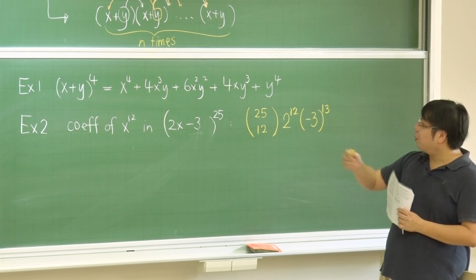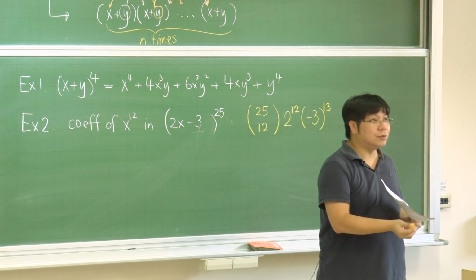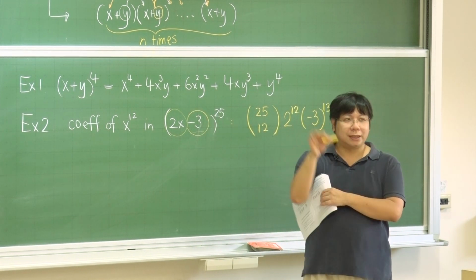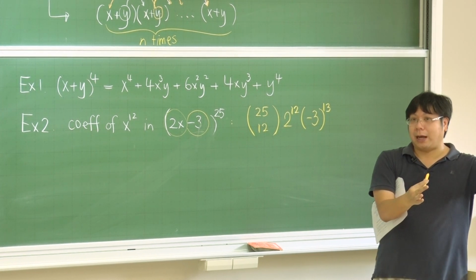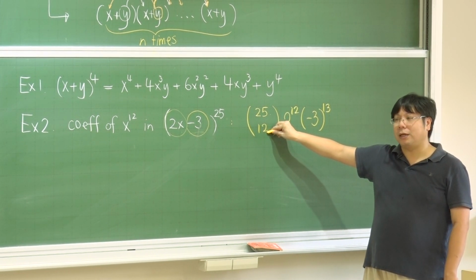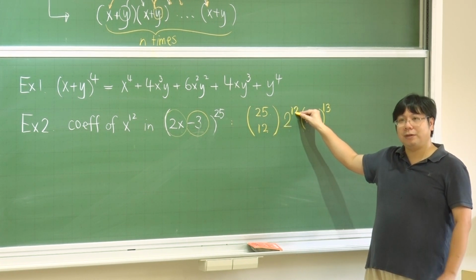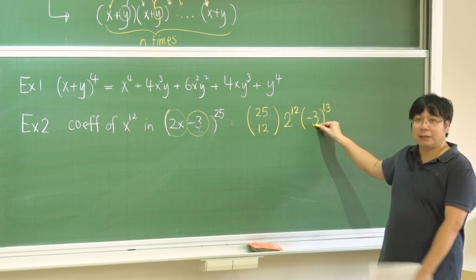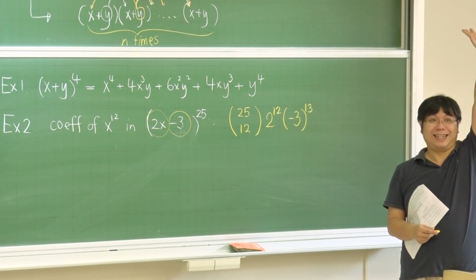So you want to find out the coefficient of x to the power 12. You first should know how many times this part should appear and how many times the other part should appear. I'm going to select 2x exactly 12 times. So among 25 terms, 2x is selected 12 times, so there are 25 choose 12 ways to select which ones include 2x. Whenever we include 2x, there will be 2 to the power 12. And all the remaining terms are minus 3, so there is minus 3 to the power 13. If you are okay with this so far, could you please raise your hand? Okay, good.